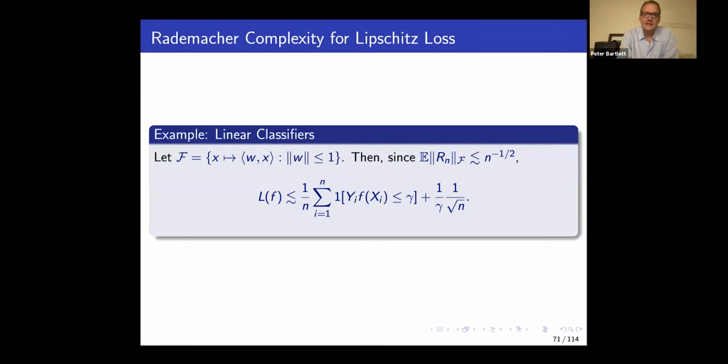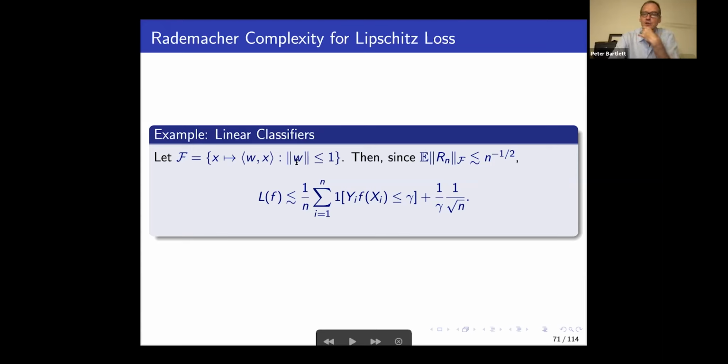Consider the class of linear classifiers. So F is the class of linear functions of bounded norm. Let's say the norm is 1. X lies in Euclidean space of dimension D. Maybe it's even infinite dimensional, but let's keep it at dimension D. Our functions are just the inner product between this parameter vector W, which has norm no more than 1, and the input X. And we're thinking about the case of classification by thresholding these functions.